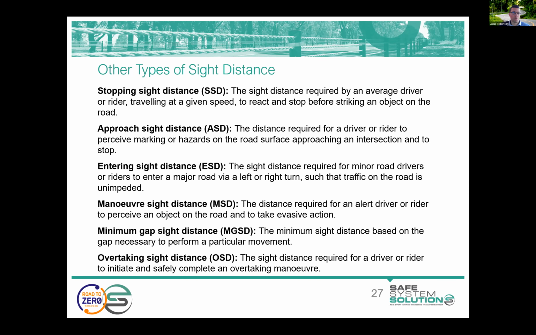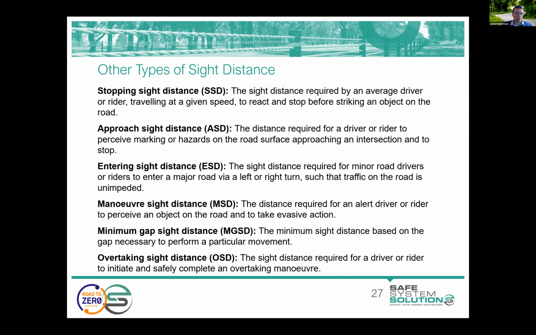Stopping sight distance and approach sight distance are numerically equal, the difference being that stopping sight distance is measured to an object on the road, assumed to be 200 millimeters high, whereas approach sight distance is to the pavement level, and is particularly relevant on approaches to intersections where you might need to see pavement arrows and other detail that we typically provide at intersections.